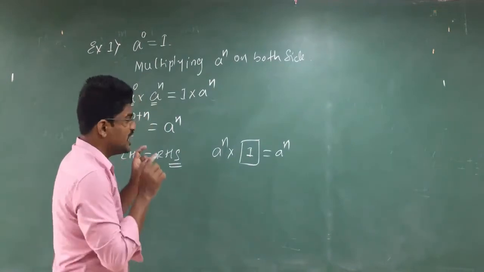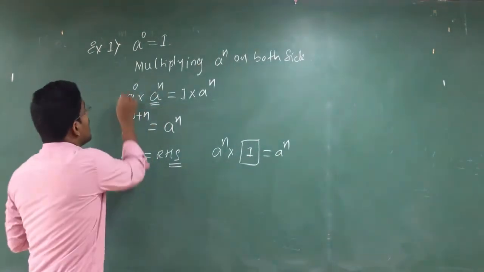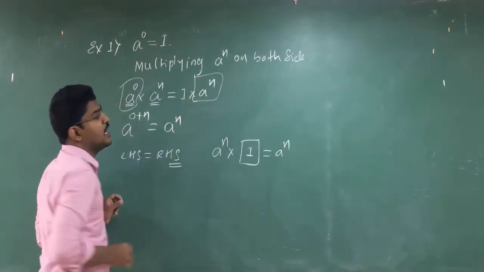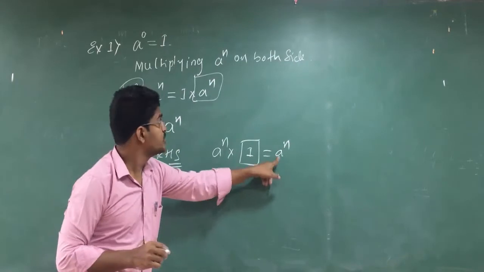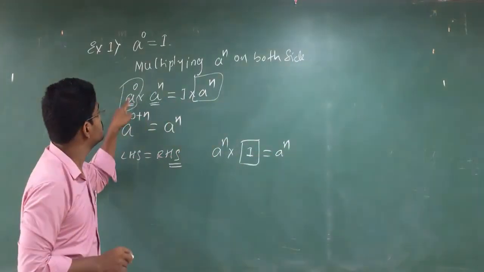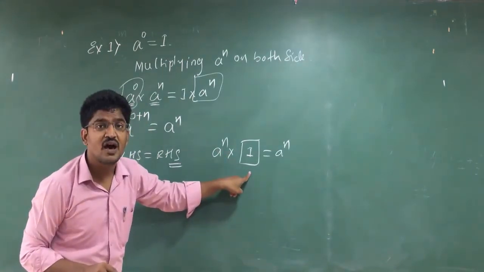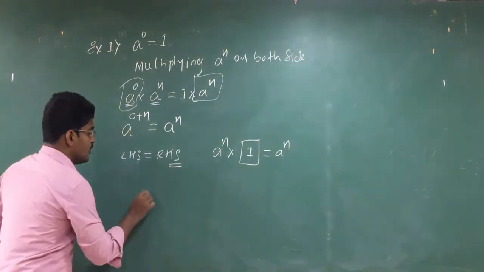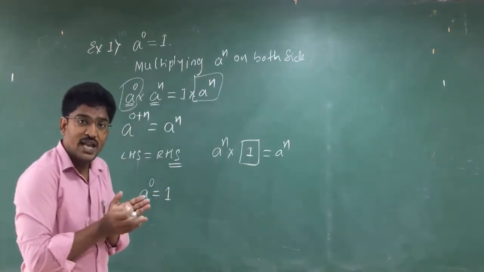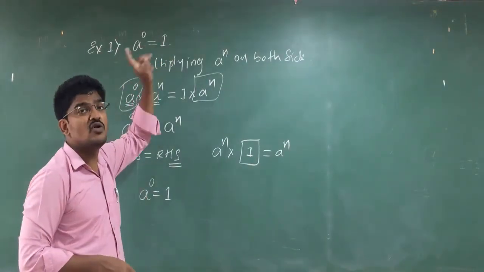Clear? So in the same way, see here, I have a to the power of n. I have a box, and I am getting a to the power of n as output. That means what is the meaning of this box? This box must be equal to what? 1. Clear? So therefore we can say that a to the power of 0 is equal to 1. Are you clear? I am proving that a to the power of 0 is equal to 1.